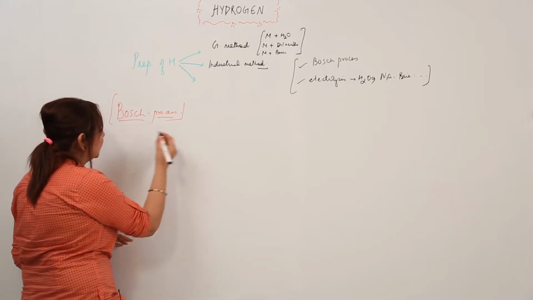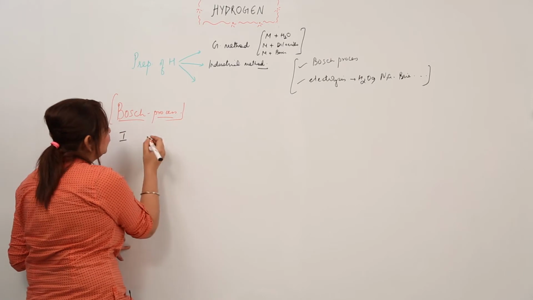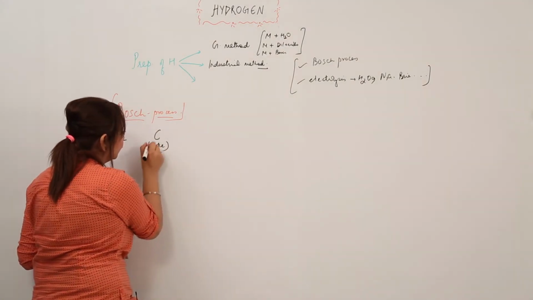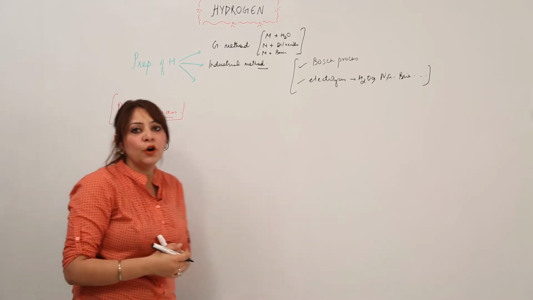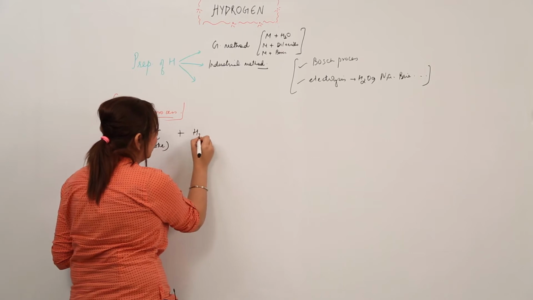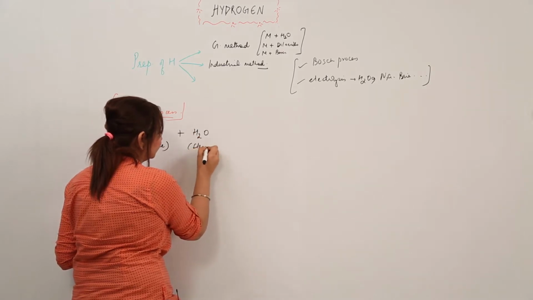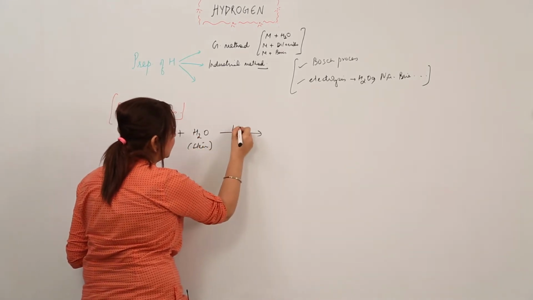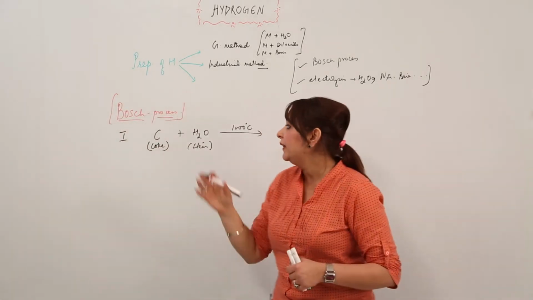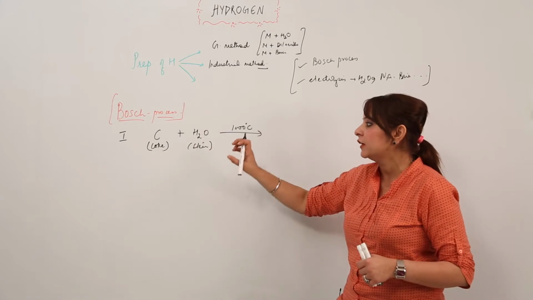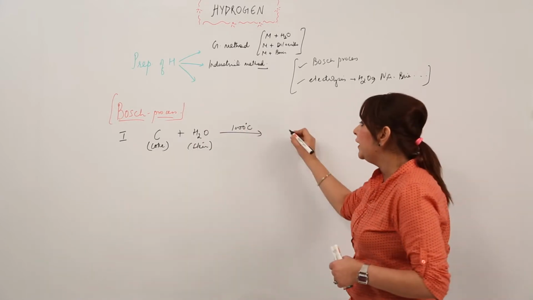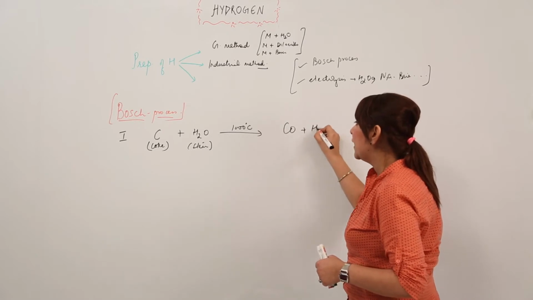The first thing we do is take coke. You know that coke is a powder form of coal, right? So we pass steam through it, and approximately the temperature is 1000 degrees Celsius, right? What happens when steam is passed through the powder form of coal, that is the coke? It leads to the formation of CO plus H2.